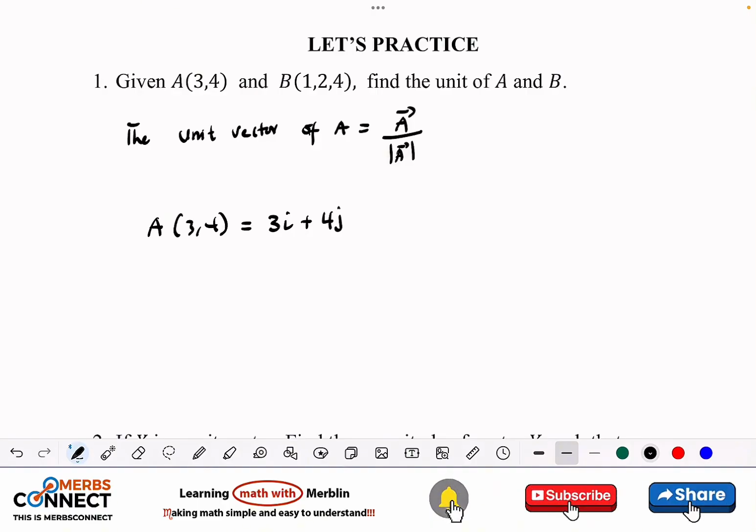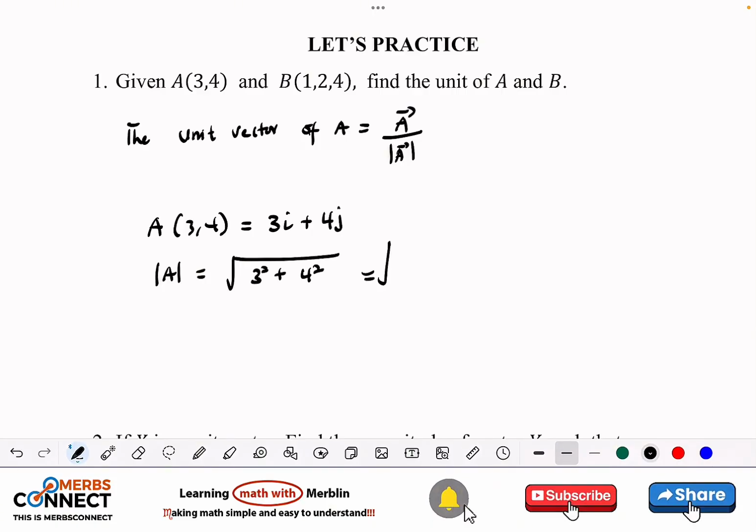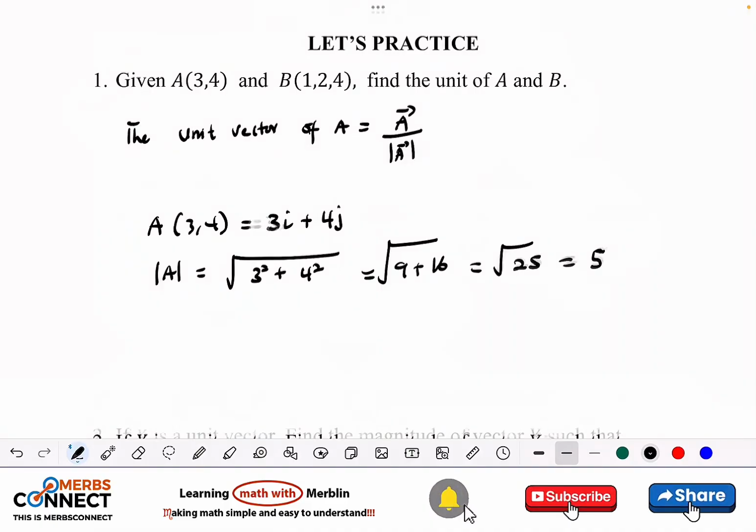Then what we need to do is now we need to find the magnitude. Magnitude is equal to root of, so we just pick the coefficient of this and put it here, coefficient of this, and put it here. Later on, we will look at when we square this, what are we going to get? So this is going to be 3 squared plus 4 squared. What is 3 squared? 9. What is 4 squared? 16. When we add, we get root of 25, and this is going to give us 5.